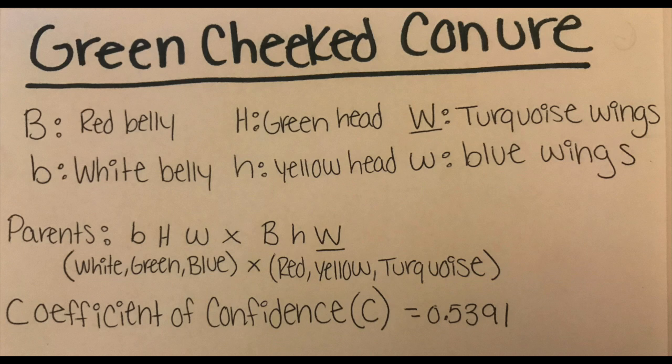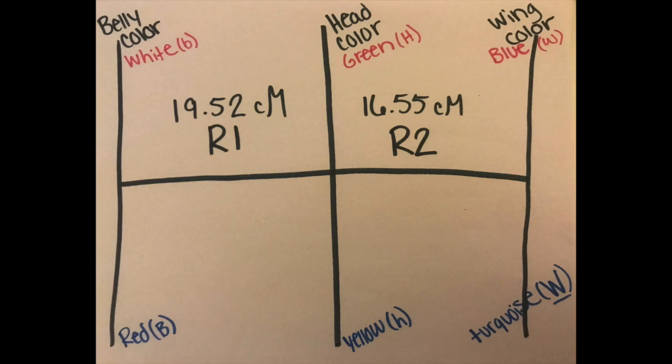Here we see that the red belly is dominant over the white belly, the green head is dominant over the yellow head, and the turquoise wings are dominant over the blue wings. We also see that the parents are a cross between white, green, blue, and red, yellow, turquoise. The coefficient of confidence, or C, is 0.5391.